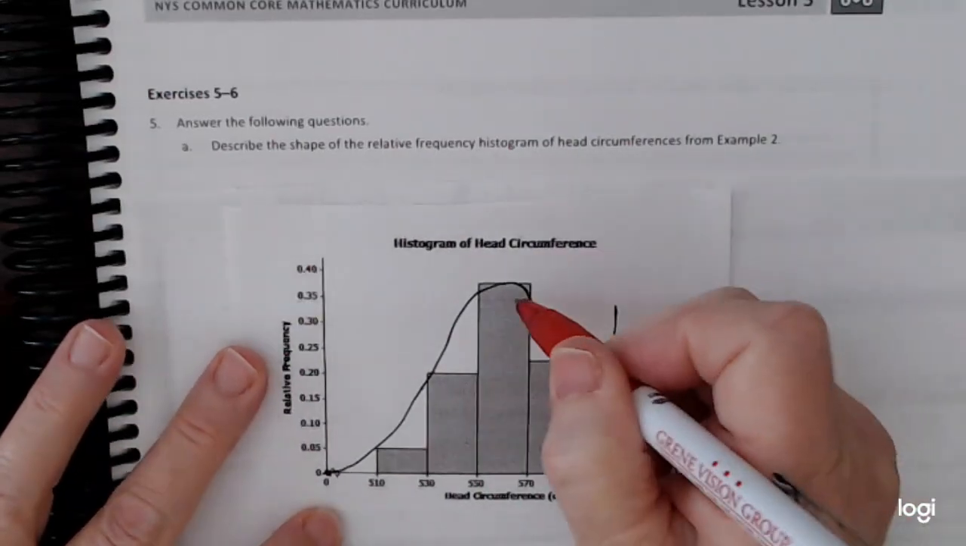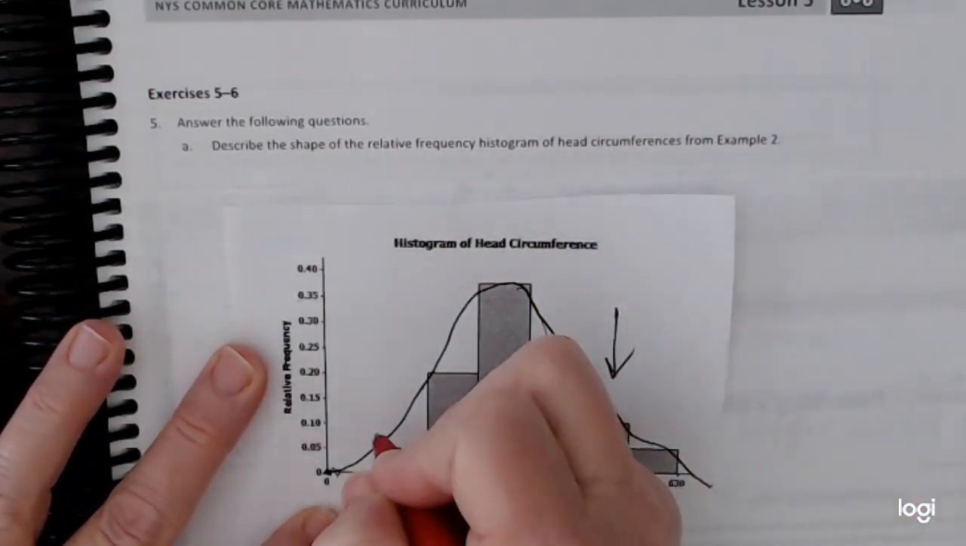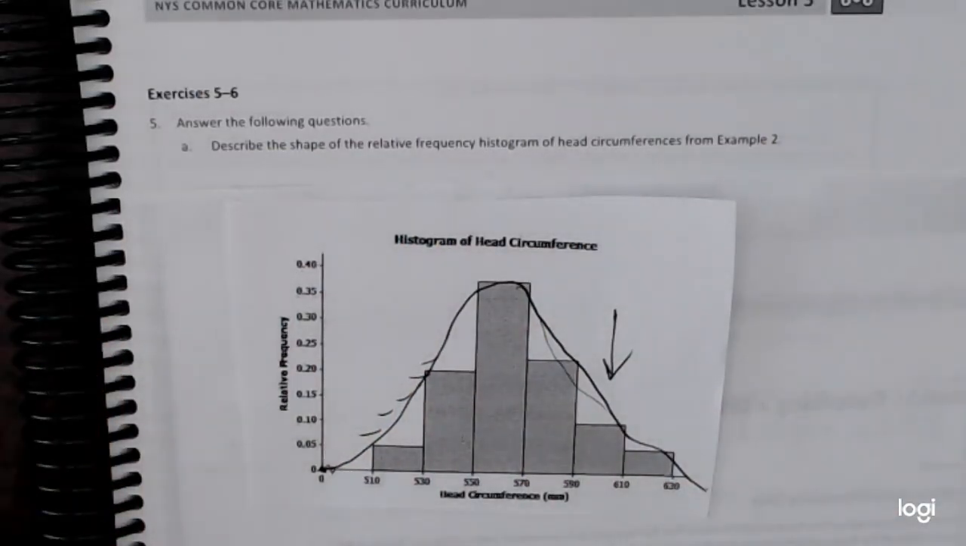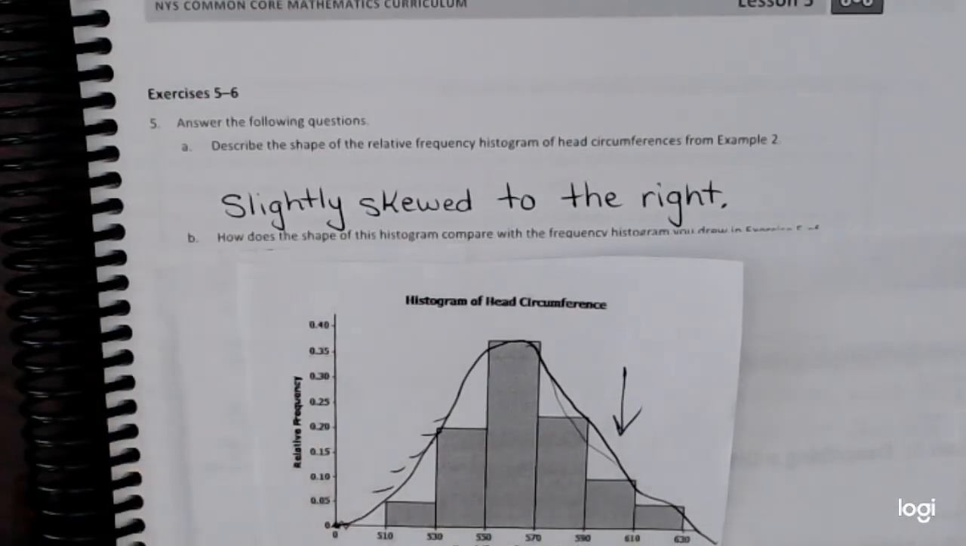And because this side is a little bit longer, as we talked about going down the slide, this is going to be our ladder side. So even though it's not obviously skewed to the right, we're going to go ahead and just say that it's slightly skewed to the right.